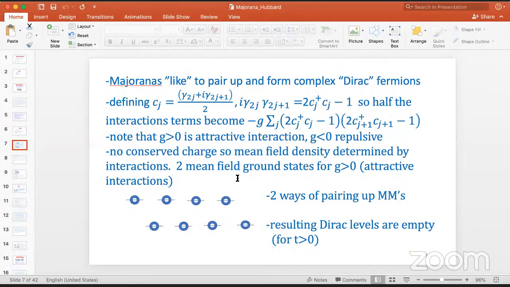There are 2 mean field ground states for positive g, corresponding to attractive interactions, and I've sketched them here. We can combine a pair of Majoranas to form a Dirac fermion, and it turns out that these Dirac fermion states want to be empty because of the sign of the hopping term. There are 2 ways of pairing up Majoranas. We can combine them this way or that way. So that gives us two states. Okay, next slide. Can you see it now?